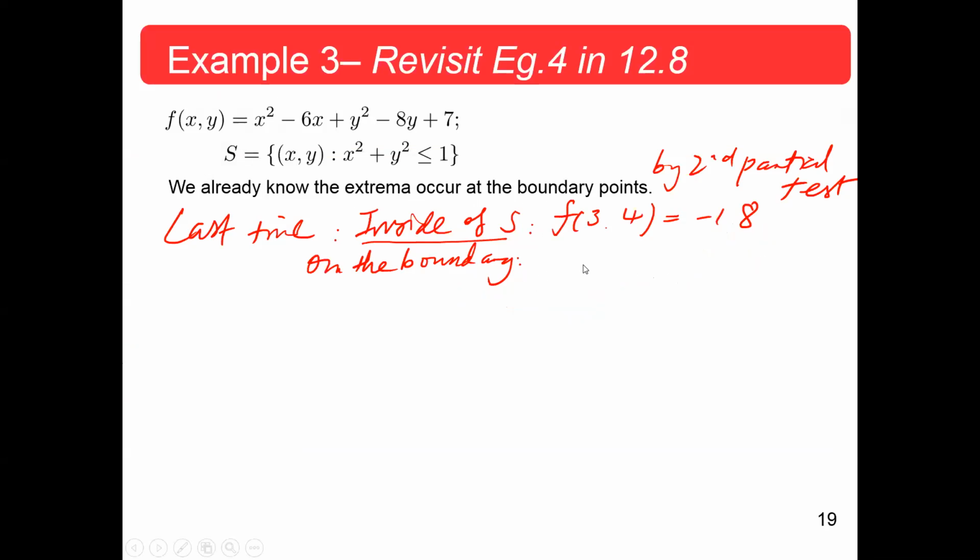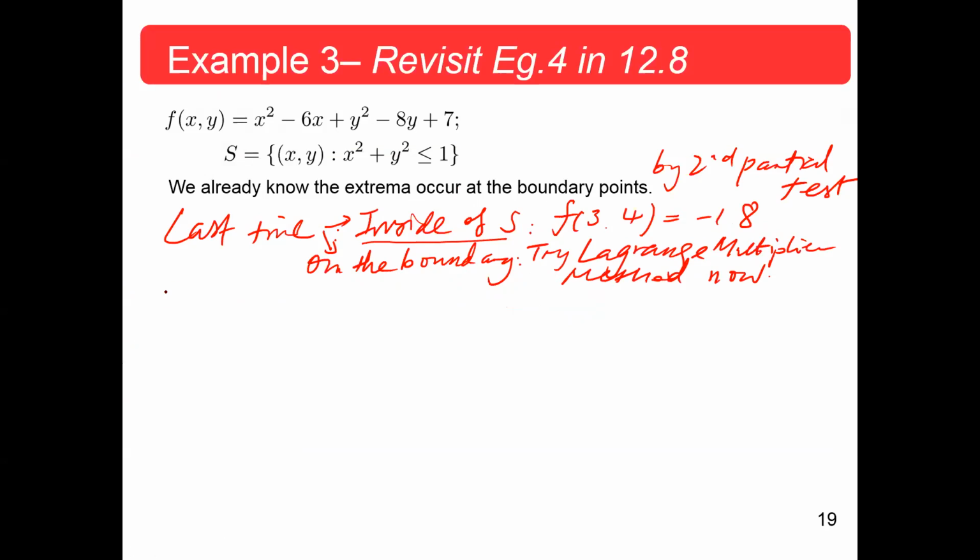Okay, so on the boundary, last time it was pretty long. This time let's try the Lagrange multiplier method. Let's use another method this time to treat the points on the boundary, because we need to consider both, right?